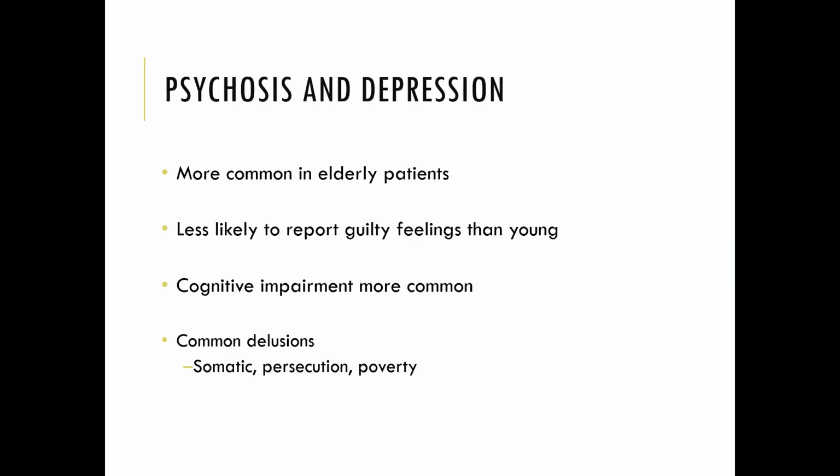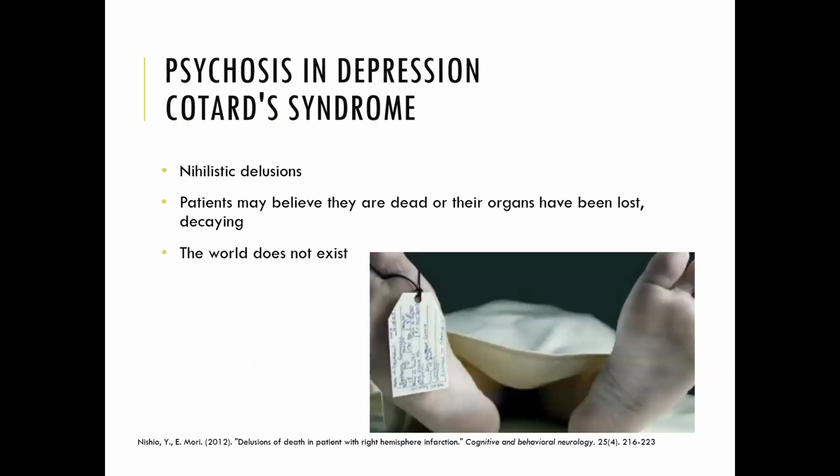So when we look at psychotic depression, major depressive disorder with psychotic features, we know that psychosis is more common in elderly patients. People are less likely to report guilty feelings than in the young, but I would say it's still common. Cognitive impairment is more important. Some of the common delusions are somatic delusions, persecutory delusions, and delusions of poverty. We did talk about nihilistic delusions, so a term that can be used is Cotard syndrome. This is when people believe they are dead or their organs have been lost or are decaying. It can get more profound: I don't exist, I'm dead, you don't exist, the world doesn't exist. This could be a possibly troublesome belief. People can neglect themselves or be overconfident.